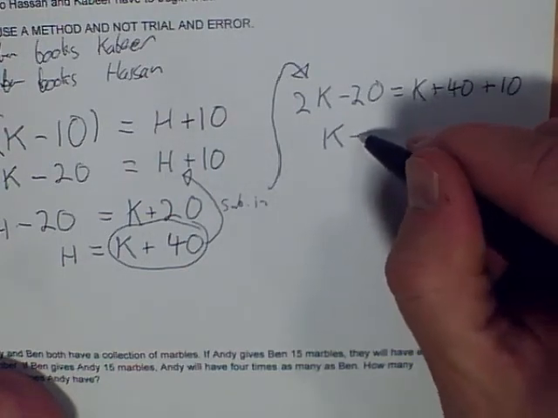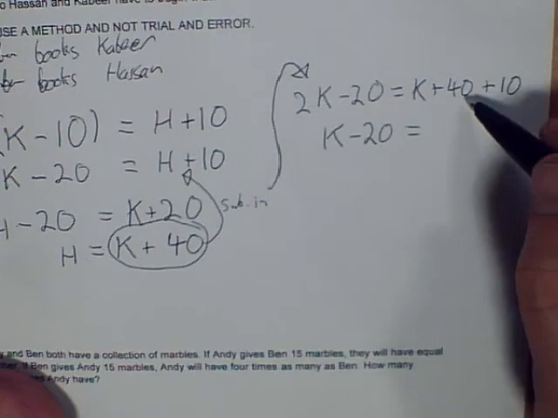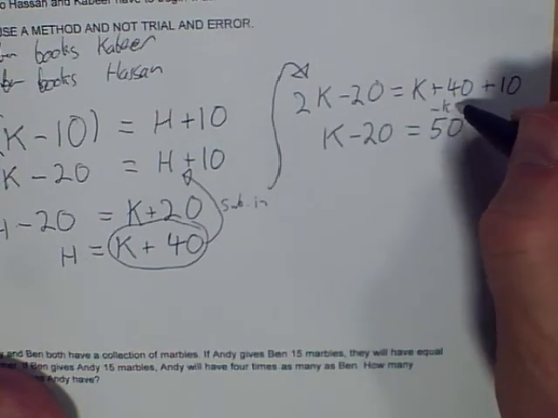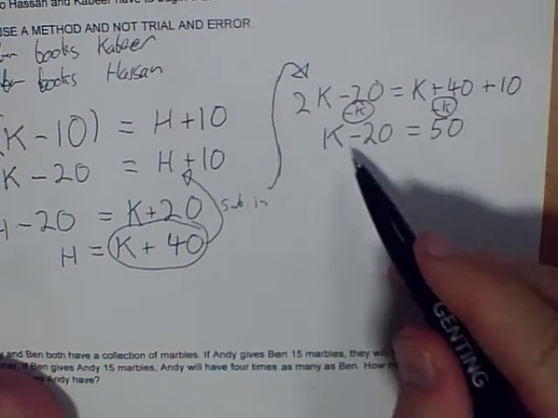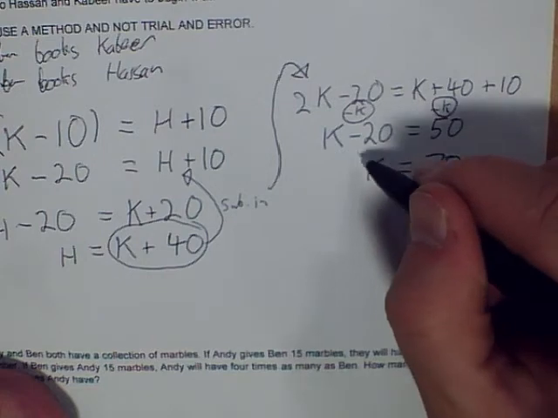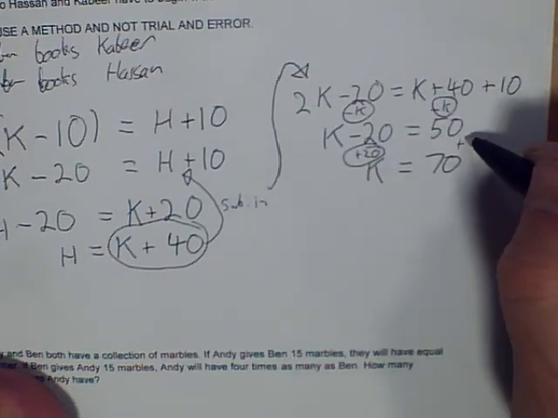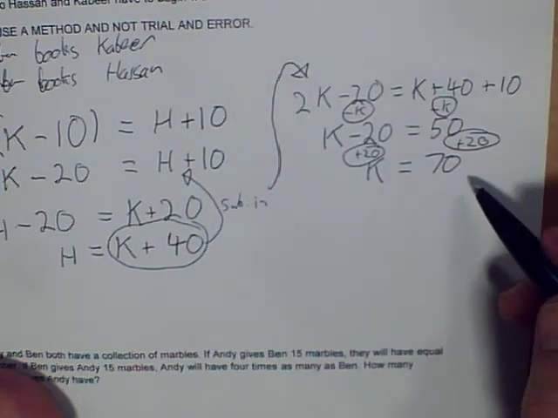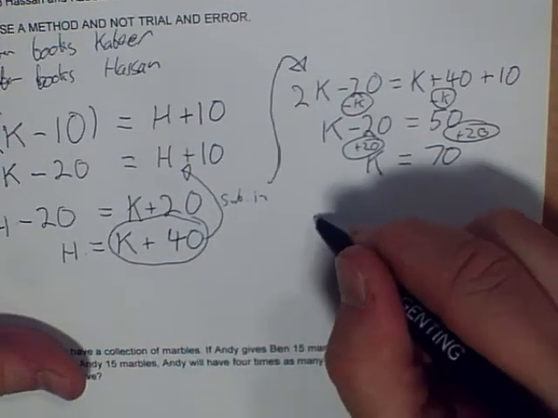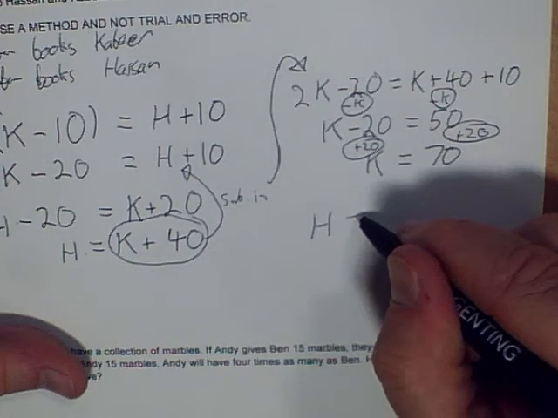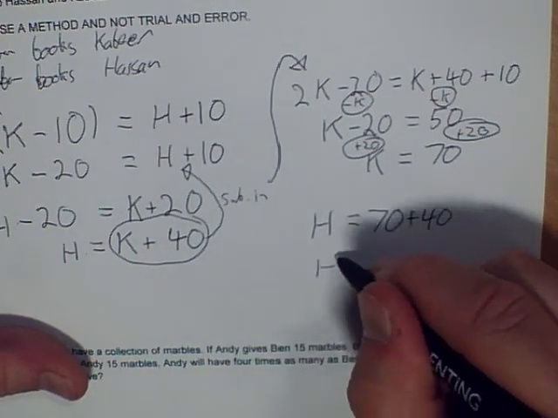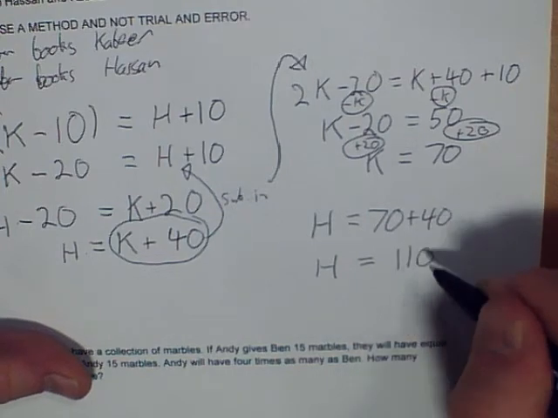That'll give me k minus 20 equals, 40 plus 10 I can simplify to 50, and I've subtracted the k from both sides, so I don't have any k left on that side. So Kabir's got, it's got to be 70, because I'm going to add 20 to both sides. Okay, so Kabir's got 70. I know that Hassan has got Kabir's and 40 more, so Hassan has got 70 plus 40. It's just substituting into this one, so Hassan has got 110 books. Kabir's got 70 books.